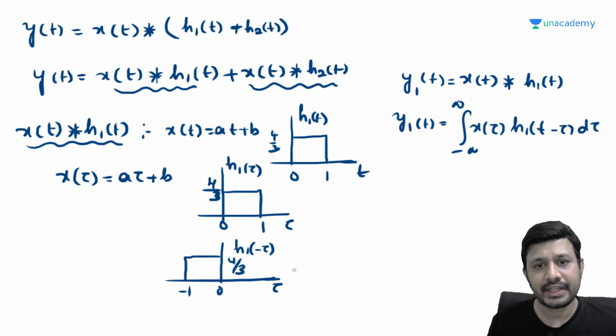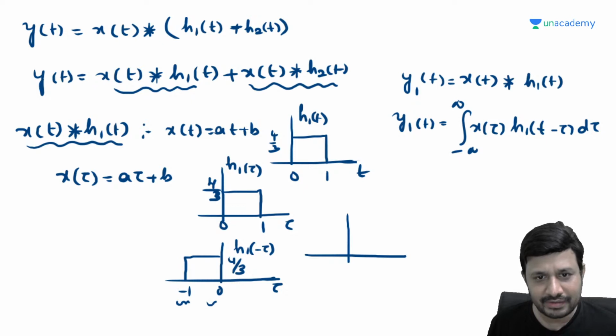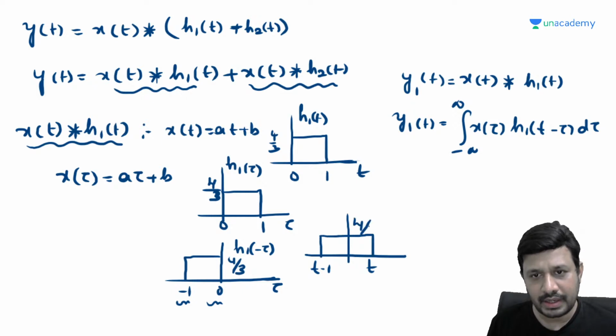Now shift h1 of minus tau by t units, which means add t to every point on the horizontal axis of this h1 of minus tau. What happens? This becomes t minus 1, add t. What happens if I add t to 0? It becomes t, and this will be 4/3. So this is my h1 of t minus tau.